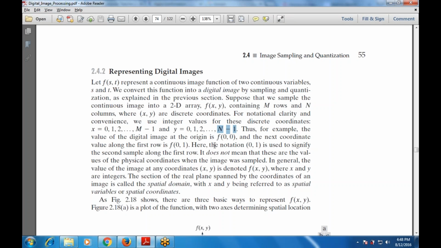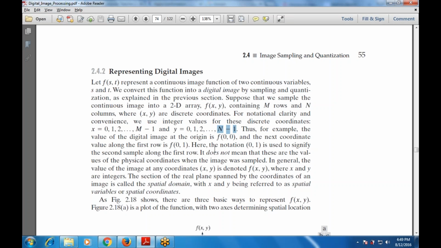And the value of the digital image at the origin is f(0,0), and the next coordinate value along the first row is f(0,1). That means it starts with 0,0, then next is 0,1. How will anyone know that 0,1 means the first row? Because it signifies the second sample along the first row. It does not mean that these are values of the physical coordinates where the image was sampled. No, these are the rows and columns denoted with x and y.